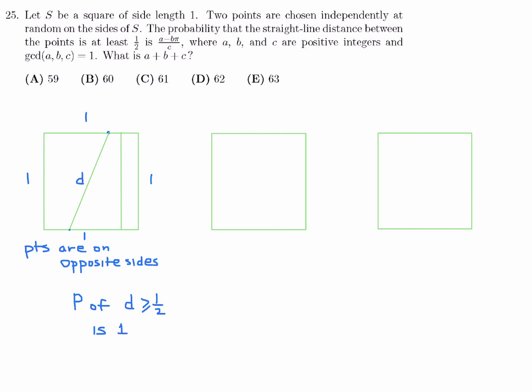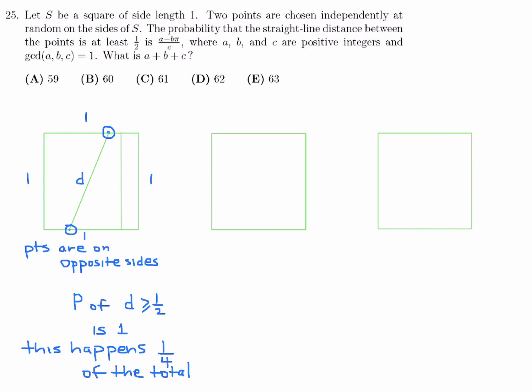So that's pretty straightforward. And this first scenario happens 1/4 of the time, right? If you choose a point here, the second point can be on any of the four sides. But I put the second point on the opposite side, so that's 1 out of 4. So this happens 1 out of 4 of the time, of the total.